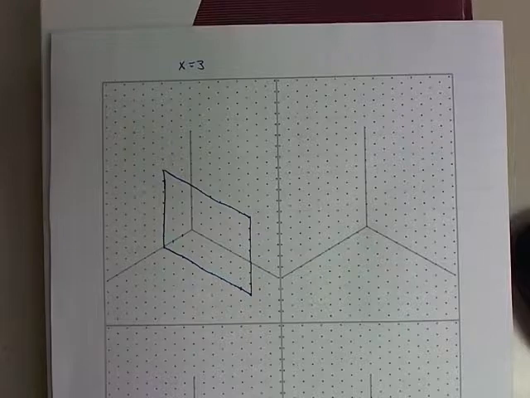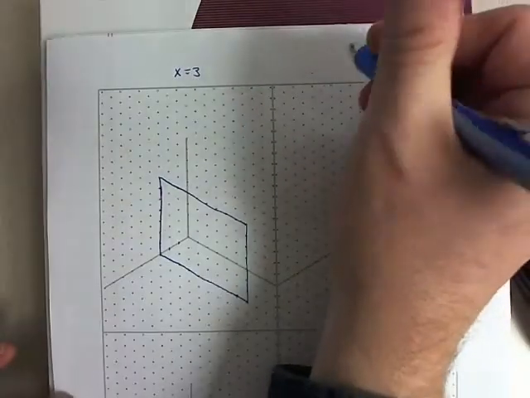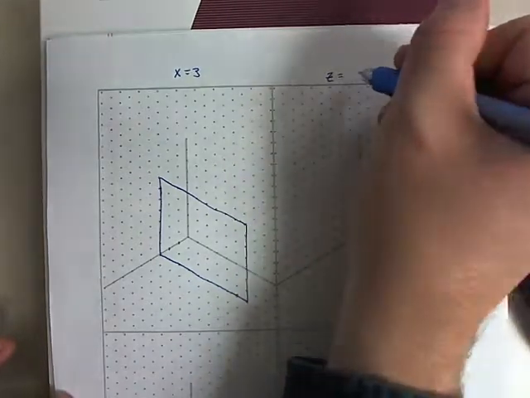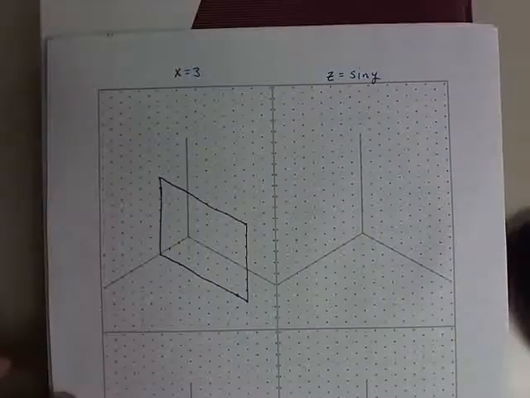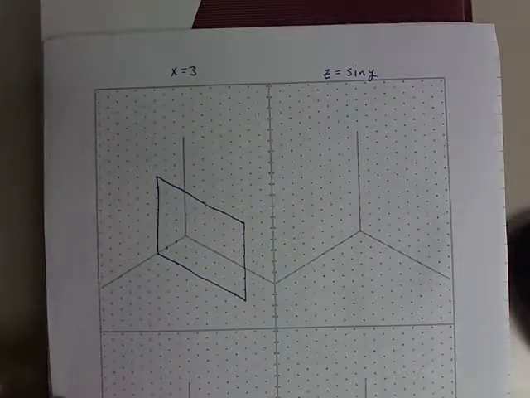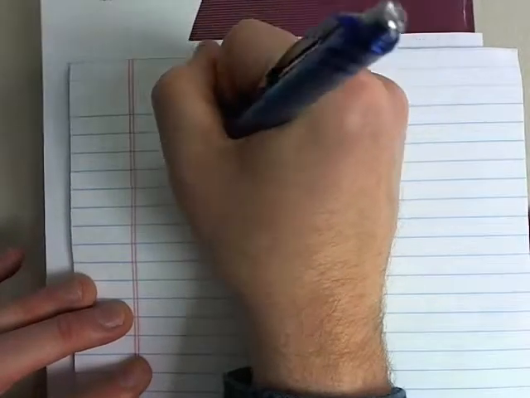Now, with that idea, I want to expand it a little bit and consider this function. Let's think about z equals sine y. And we want to see if we can figure out what that graph looks like. Now, remember what the graph of sine looks like. And I'll just do part of it.